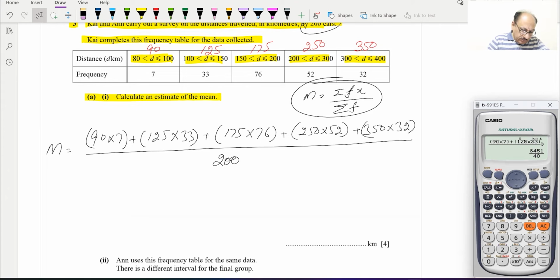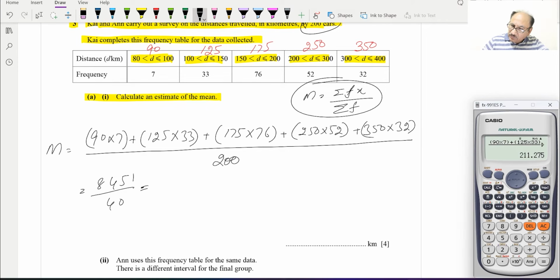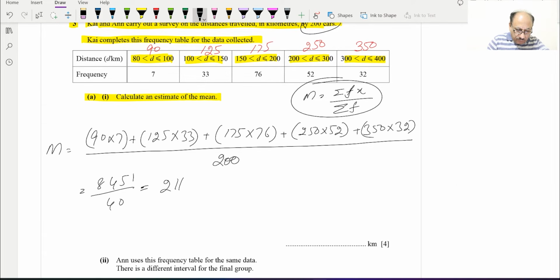And this will give us 8451 over 40, and the decimal value we can check. Decimal value is 211.275, and we can provide the same answer over here, and this is in kilometers for 4 marks.